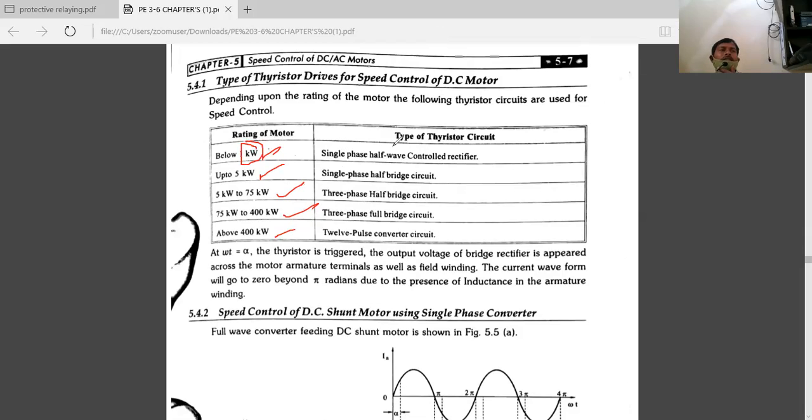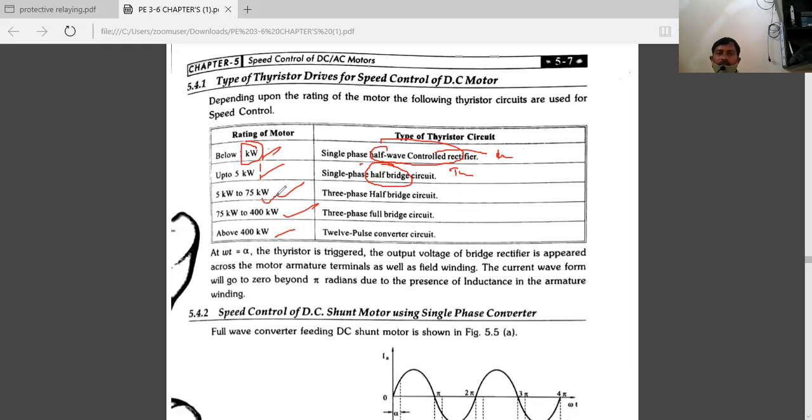1 kilowatt means less capacity. For less capacity, half wave control is enough. As capacity increases, we should give more output voltage, which is possible with a single phase half bridge. Half bridge means two thyristors will be available. Half wave means only one thyristor.